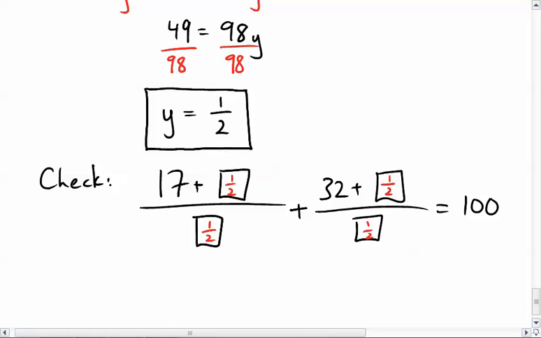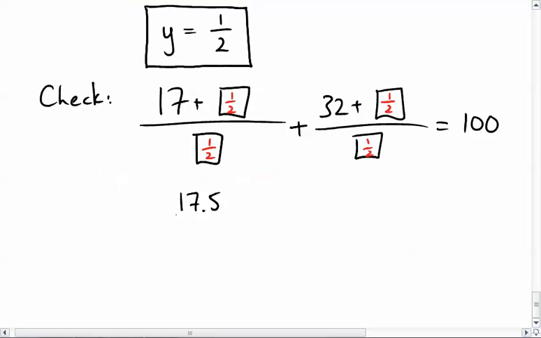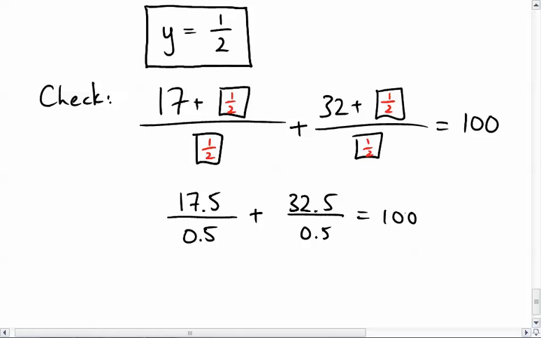So sometimes it helps to do this in decimals. 1/2 is just 0.5, so 17.5 is just 17.5. So we want to do 17.5 divided by 0.5, and 32.5 divided by 0.5. This just makes it a little easier to plug into the calculator.